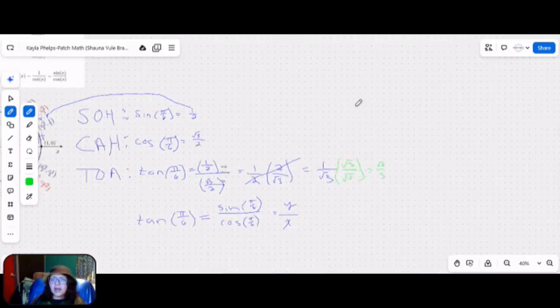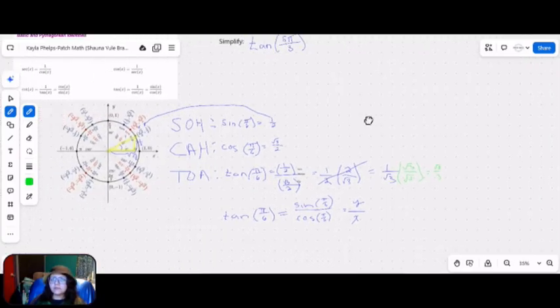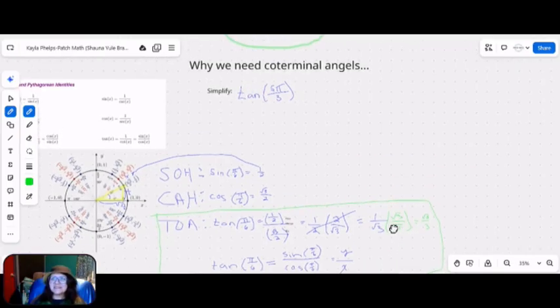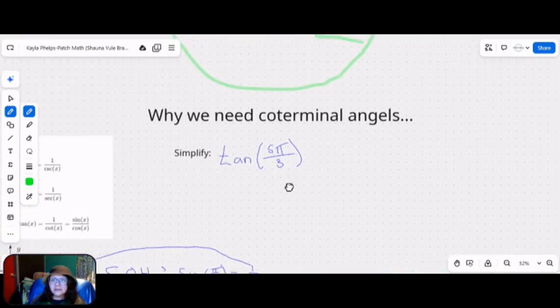So that was a little side lesson of how the unit circle works with triangles, what you learned in geometry about SOHCAHTOA, and how, if you want to find tangent of anything, simply take your sine over your cosine, or even more simply, your y's over your x's on your unit circle. Now that we've had that little side lesson, we're going to apply it really quickly to this problem.